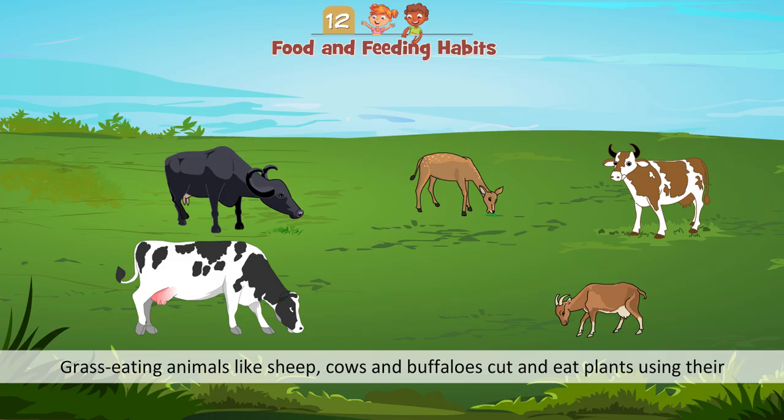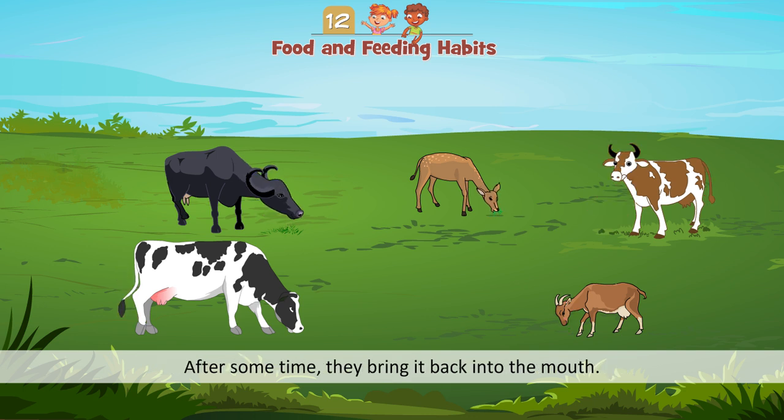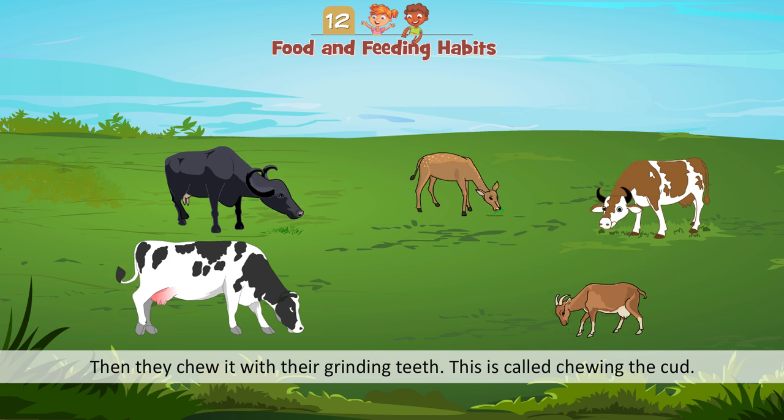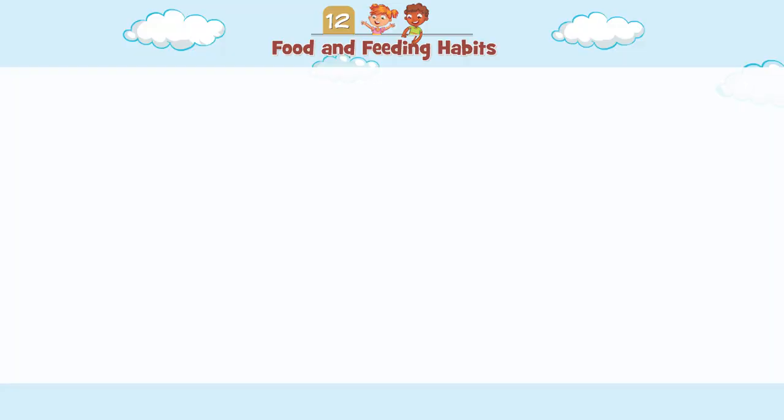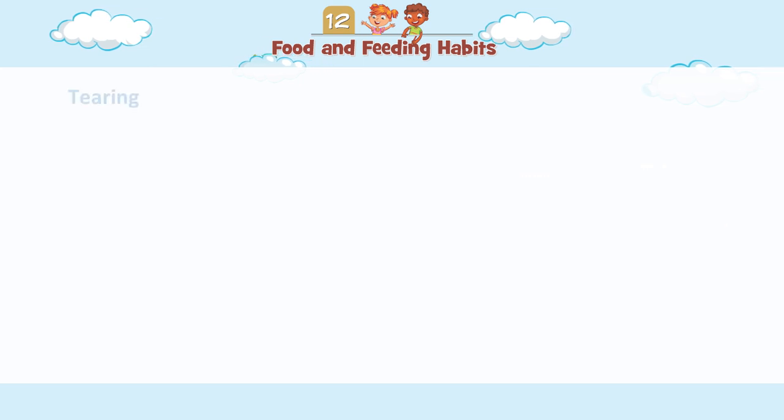Chewing the cud. Grass-eating animals like sheep, cows, and buffaloes cut and eat plants using their front teeth. They first swallow the food without chewing it. After some time, they bring it back into the mouth. Then they chew it with their grinding teeth. This is called chewing the cud. Fact file. Cows have no upper front teeth. There is a thick pad of skin in place of teeth.